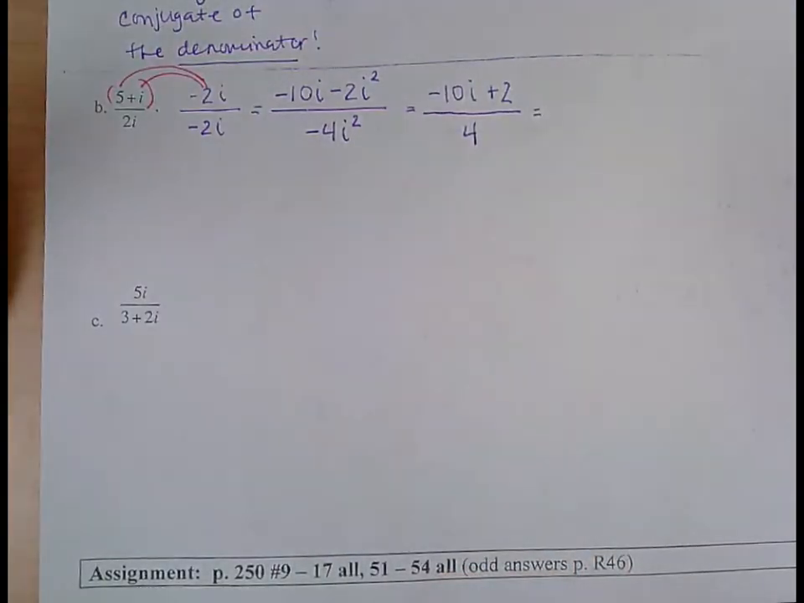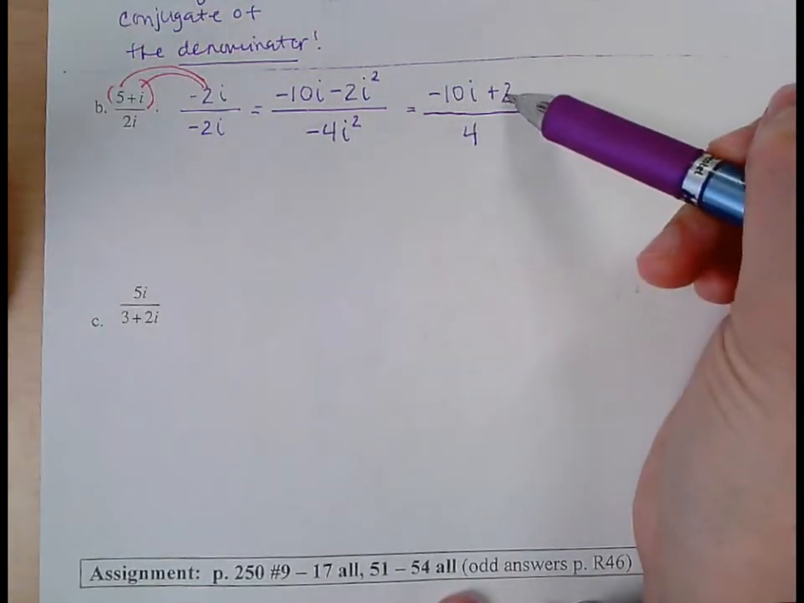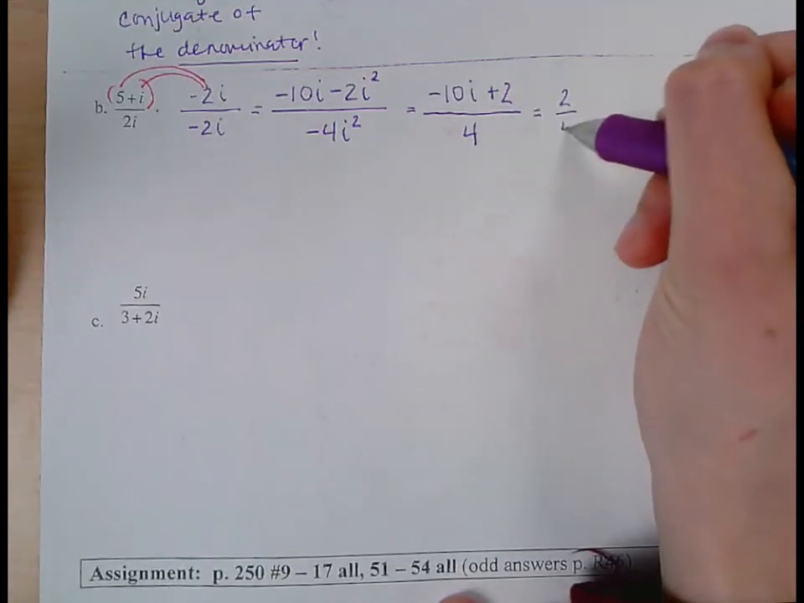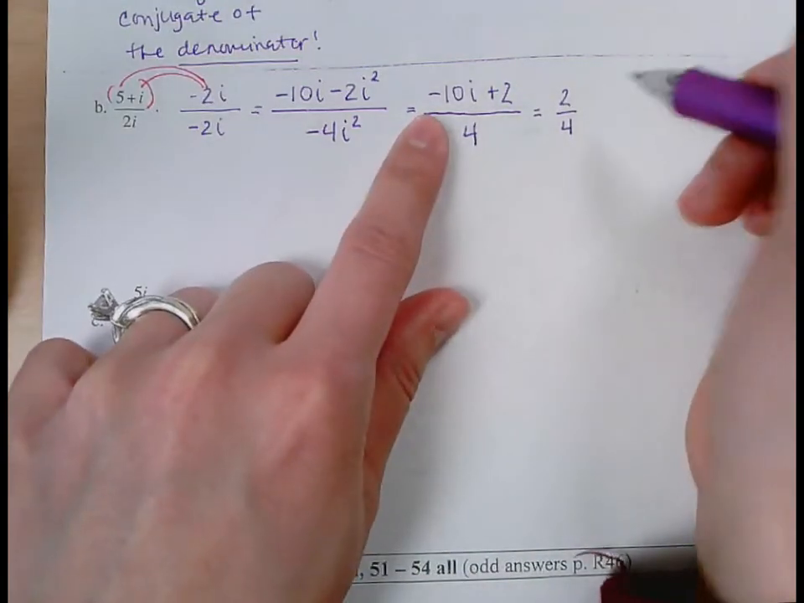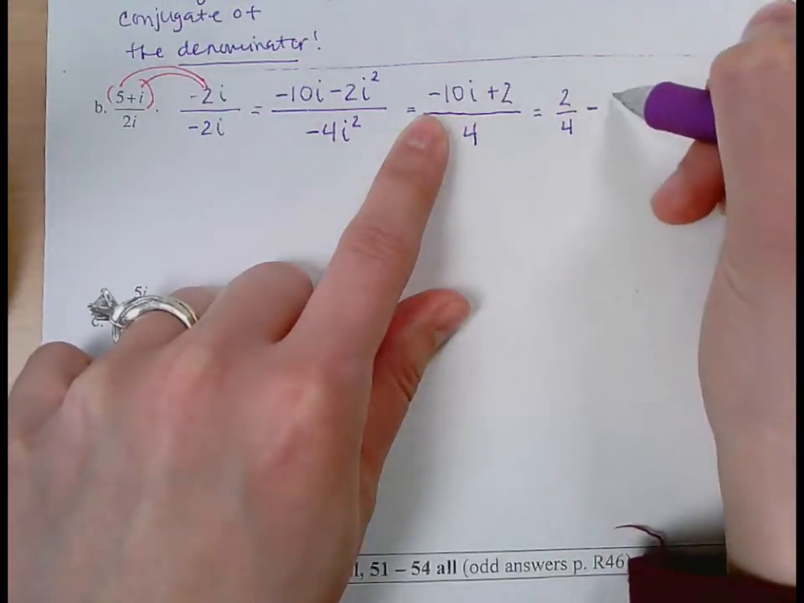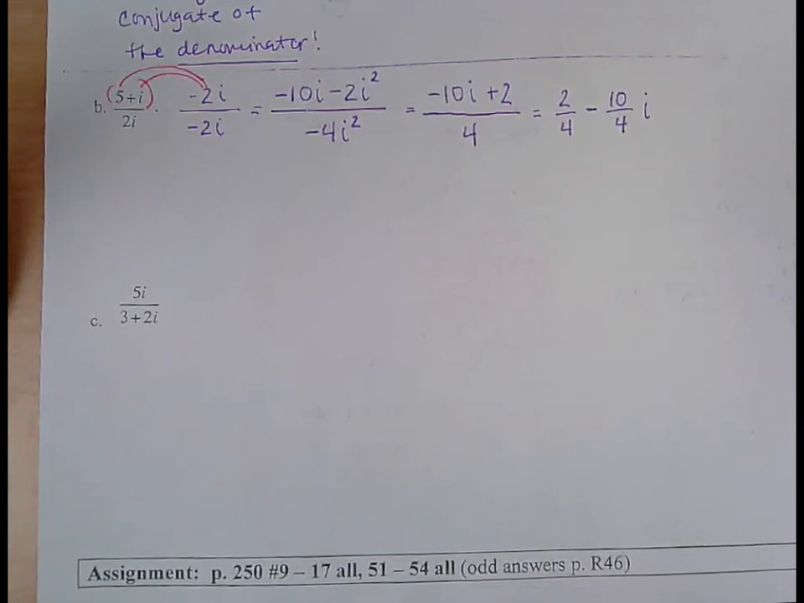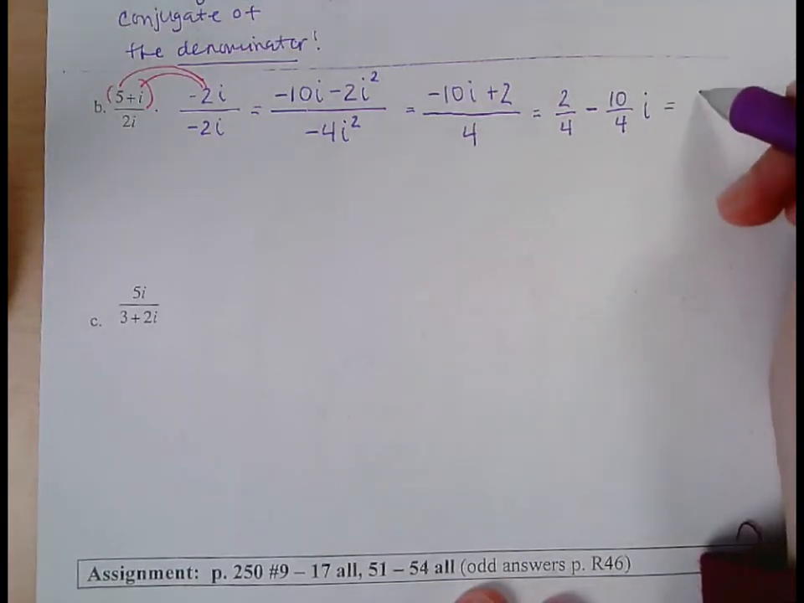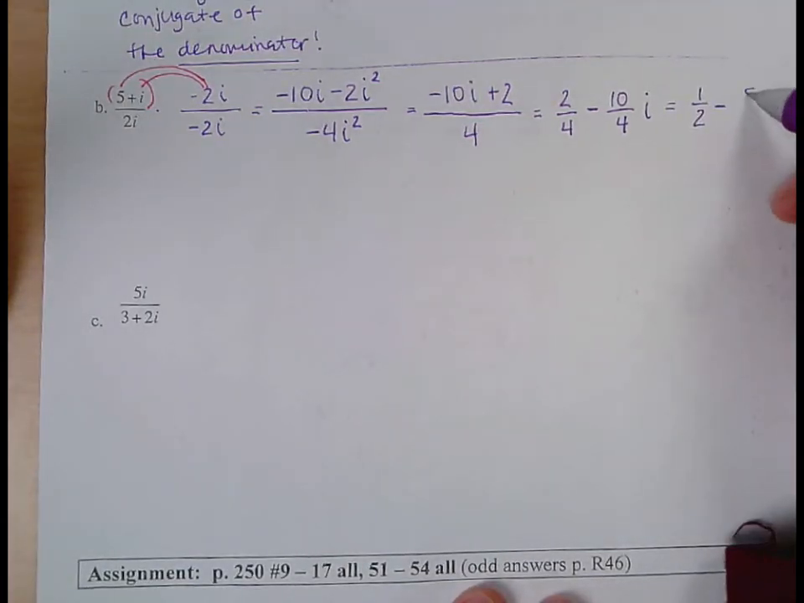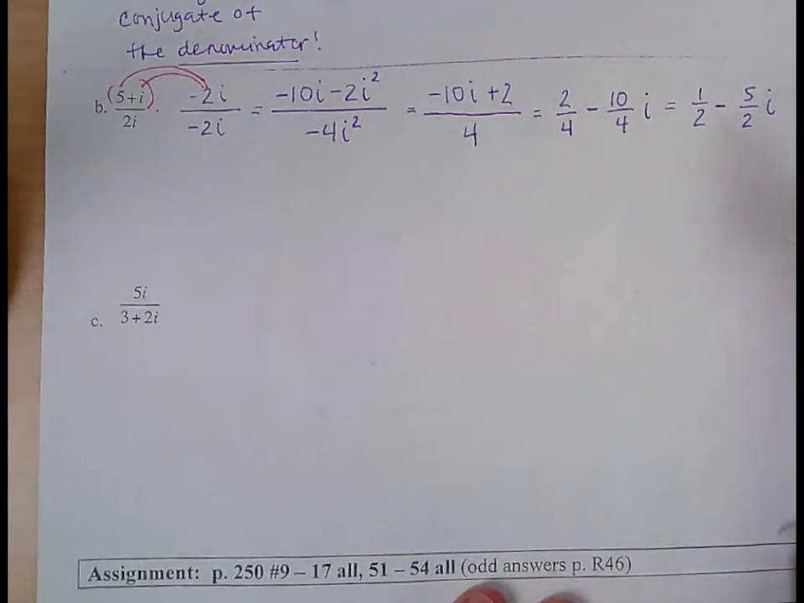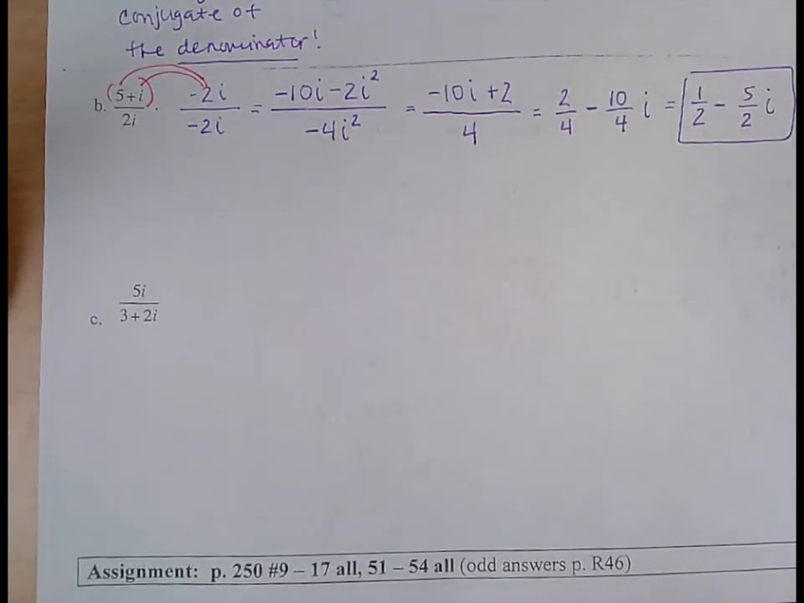So to split this, if you didn't do this, I wouldn't mark it wrong. But I'm going to write the real part in front. So I'm going to write the 2 over 4 first. So I have 2 over 4. And then because of the negative 10, I can just write that as minus 10 over 4i. But here you want to make sure if you're leaving it as a fraction that they're simplifying. So this would really be 1/2 minus 5 halves i. And that would be the final simplified form.